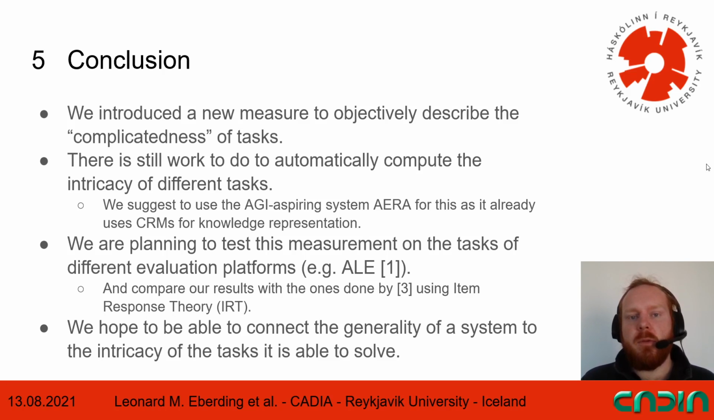We hope then to compare our results to the ones done by using item response theory so that we can see whether we find similarities or correlations between our approach and the others. We also hope to compare it to the actual results of different learners so that maybe we can see that the performance on different tasks really depends on the intricacy of the task. And then lastly, we hope to be able to connect the generality of a system to the intricacy of the tasks that it is able to solve. So instead of just having single tests like the Turing test, the Lovelace test, the Wozniak coffee test, or something like that, we hope to really describe the generality of an agent in a sense which is objectively measurable by the tasks it can solve. This would be a huge step forward for the AGI community, I believe, that we can actually say which agent is more general than another.